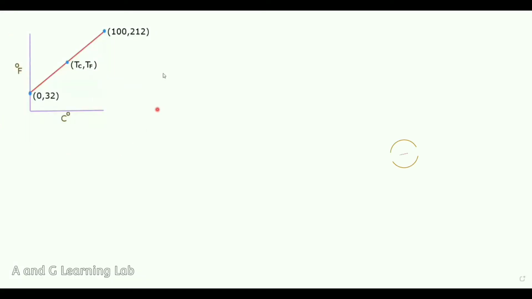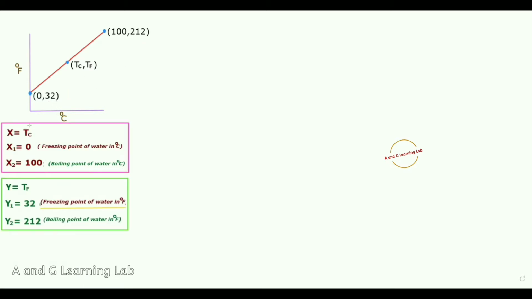Consider this graph. We have plotted Celsius on x-axis and Fahrenheit on y-axis. We took freezing point and boiling point of water as known points. That is, x1 is equal to 0, freezing point of water in Celsius, x2 is equal to 100, boiling point of water in Celsius, y1 is equal to 32, freezing point of water in Fahrenheit, and y2 is equal to 212, boiling point of water in Fahrenheit.